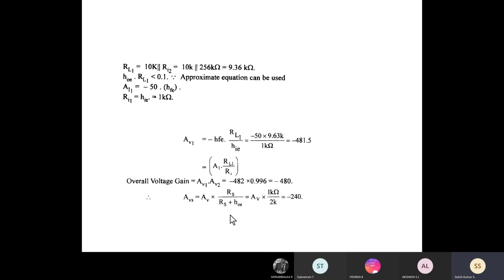On this screen, they have taken AV1 equal to minus HFE RL by RI. That's the general formula. So why is it taken that way? The input current gain into RL by RI. The current gain value is 50, from your forward H parameter value. Okay. Minus 50 is taken based on your common emitter configuration. So this value won't be similar for common collector. The common collector current gain is different from this one.